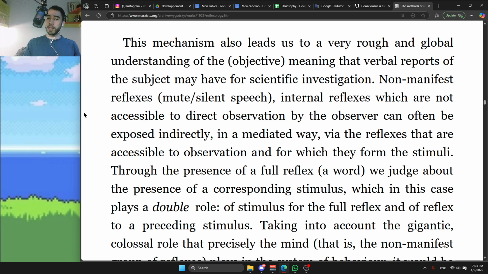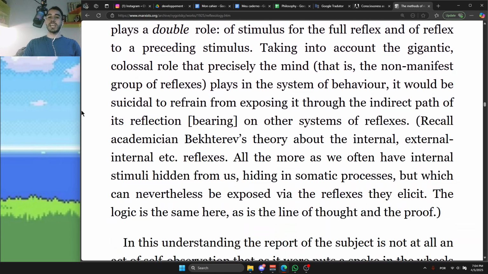Non-manifest reflexes, mute silent speech, internal reflexes which are not accessible to direct observation by the observer can often be exposed indirectly, in a mediated way, via the reflexes that are accessible to observation and for which they form the stimuli. Through the presence of a full reflex, a word, we judge the presence of a corresponding stimulus, which in this case plays a double role: stimulus for the full reflex and reflex to a preceding stimulus. Taking into account the gigantic, colossal role that precisely the mind, that is, the non-manifest group of reflexes, plays in the system of behavior, it would be suicidal to refrain from exposing it through the indirect path of its reflection, bearing on other systems of reflexes.